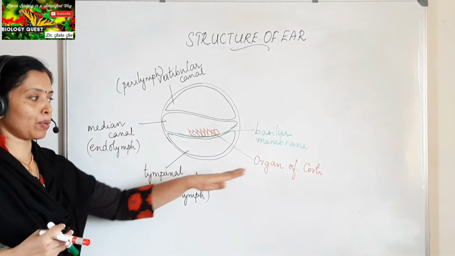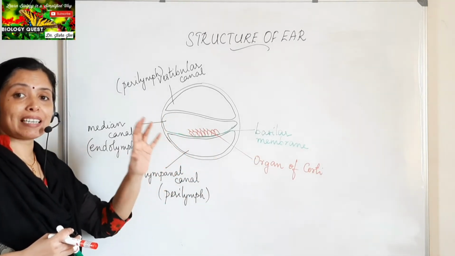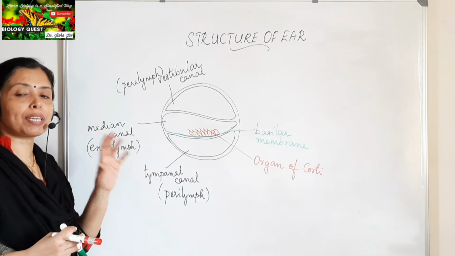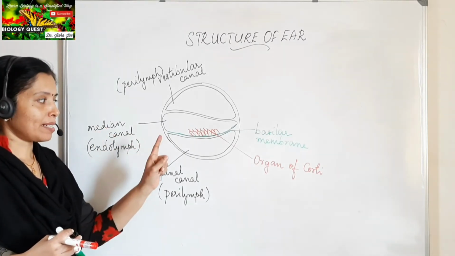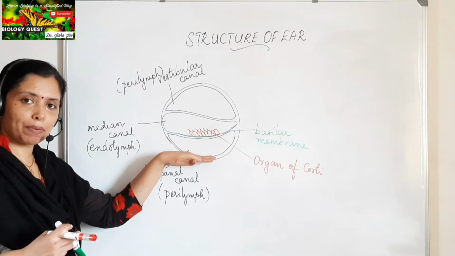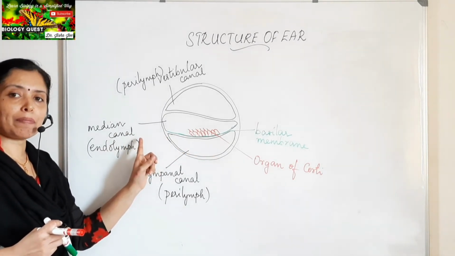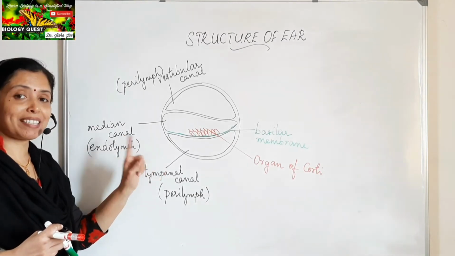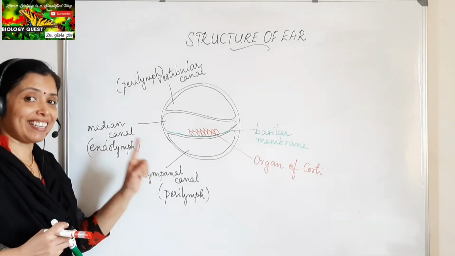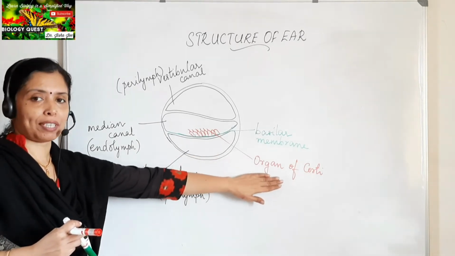So what is the organ of Cochlea? The organ of Cochlea is a group of sensory cells which help us to hear. Where is it present? On the basilar membrane. Where is the basilar membrane present? In the median canal. Where is the median canal present? In the cochlea. Where is the cochlea present? In the inner ear. So that is the organ of Cochlea.